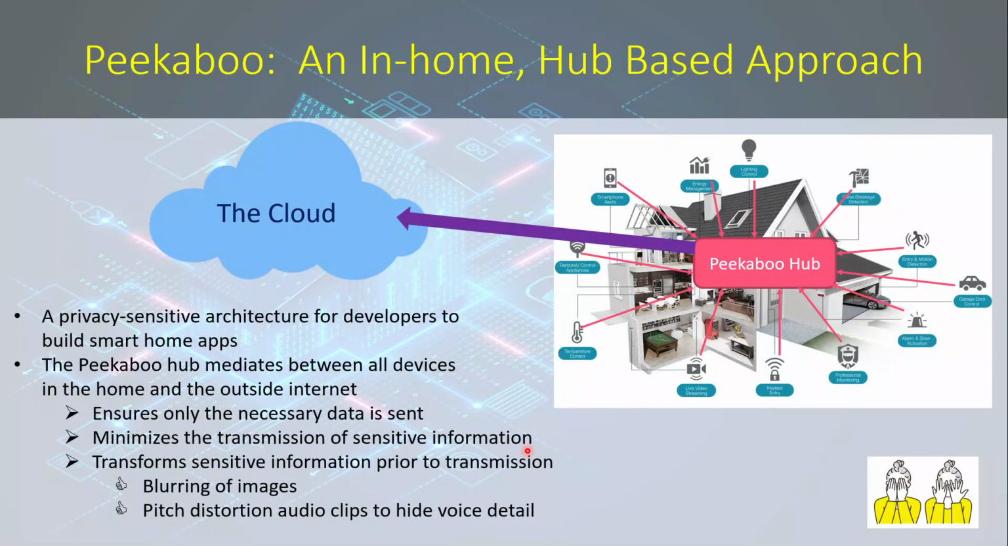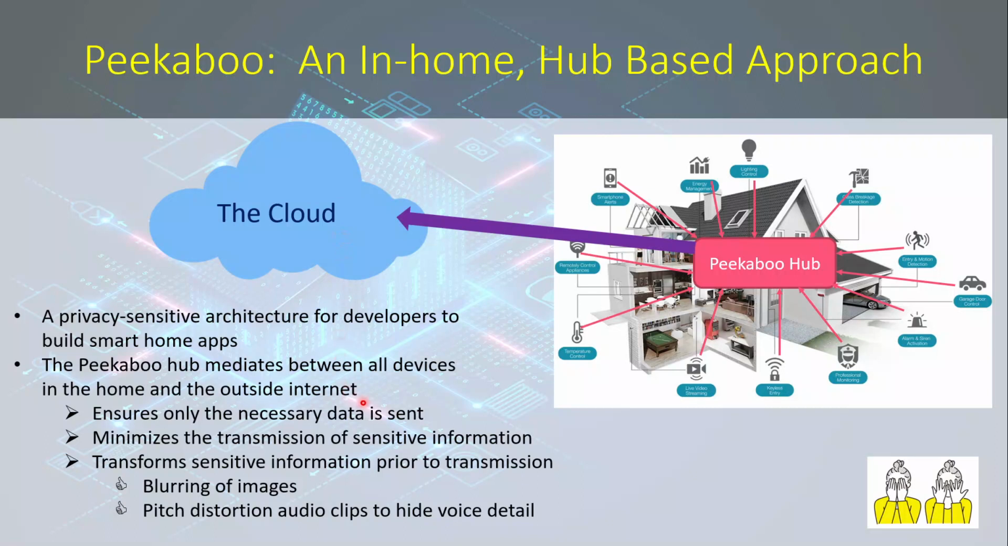So the authors' approach is to put a trusted hub inside your house. This trusted hub is going to be a privacy-sensitive architecture for developers to build smart home apps. The idea behind this is that these apps will communicate with the hub. The hub will pre-process the data, removing irrelevant information, masking sensitive information, and then sending that pre-processed or refined data to the cloud for processing.